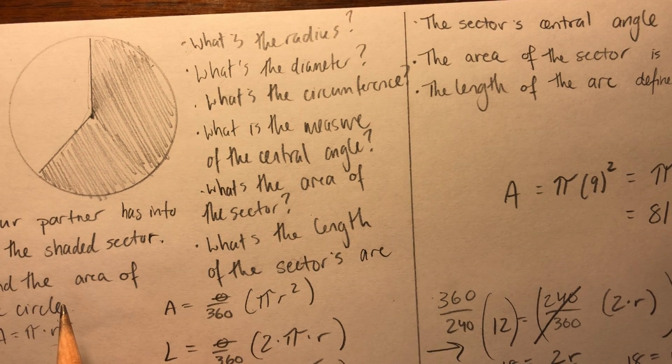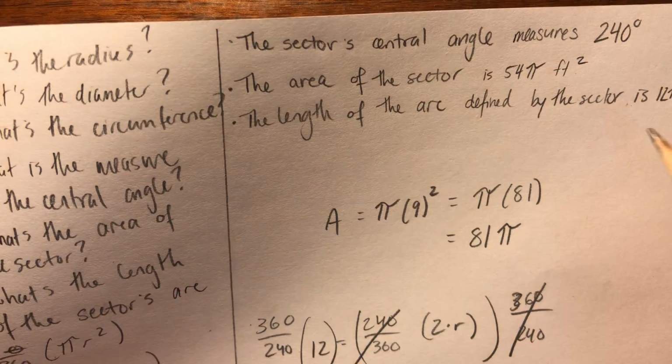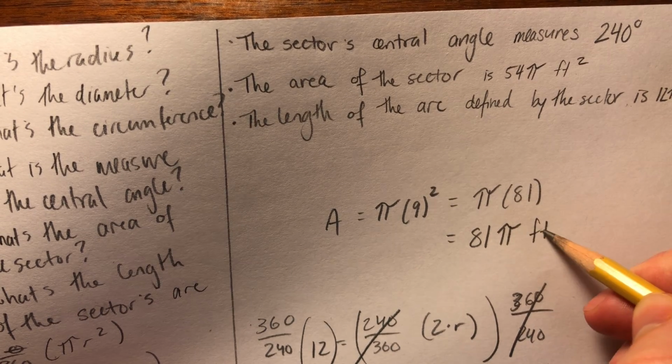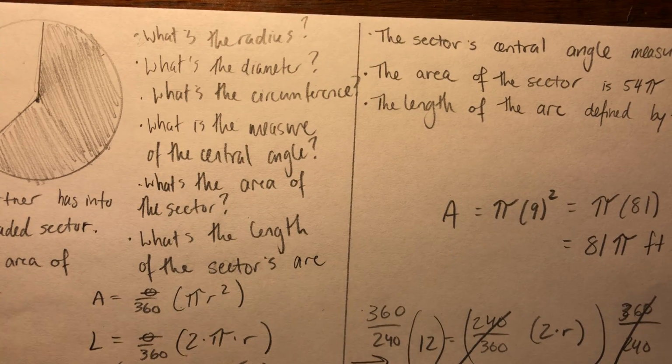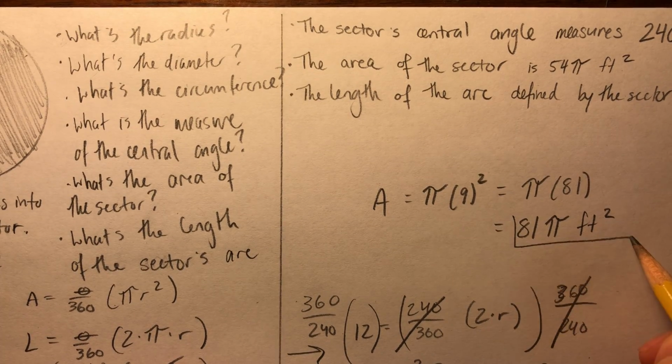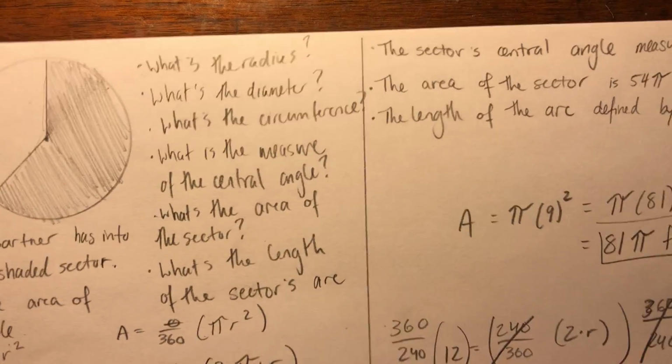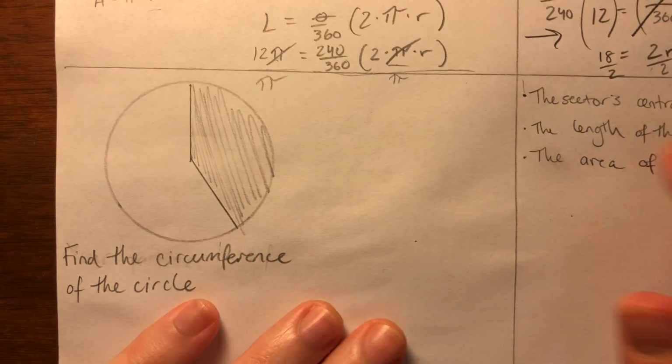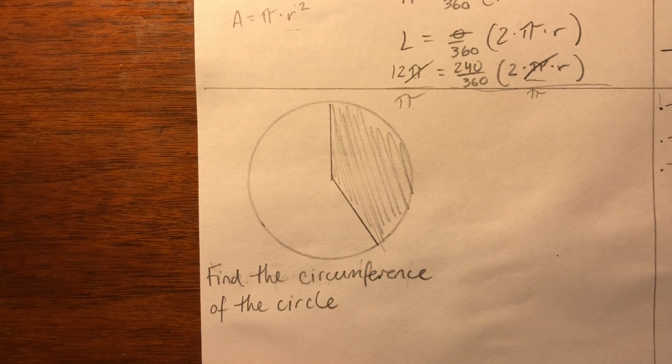And since we're talking about area, and they do give us the units here, they give us feet, it's feet squared. Anytime they tell you units, you have to make sure your final answer also has units. All right, great. So now let's look down here.